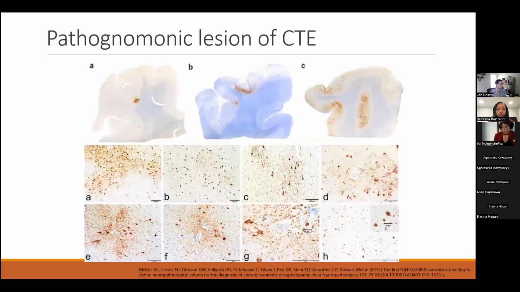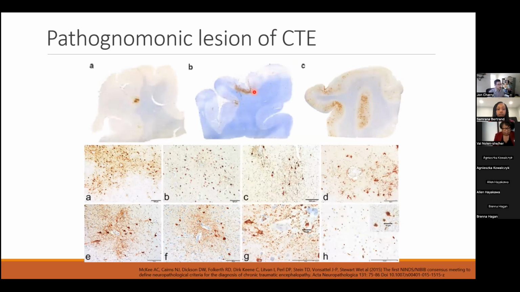CTE and the lesions are patchy. So unlike other diseases like Alzheimer's, where you can have this very confluent distribution through the laminar cortical layers, you have patchy distribution in certain areas, particularly in the sulcus early in disease. And from there, it will spread.